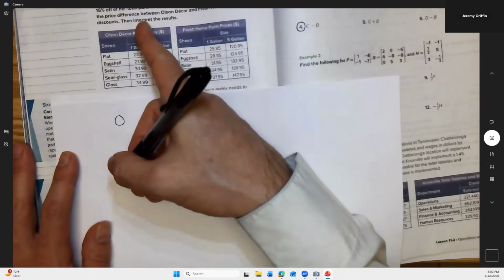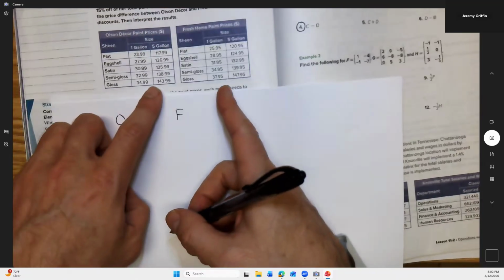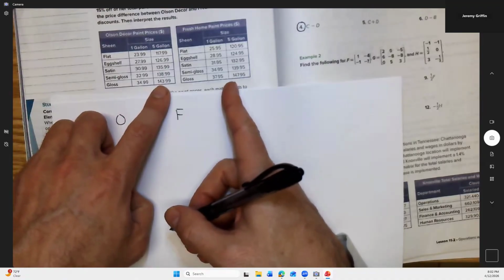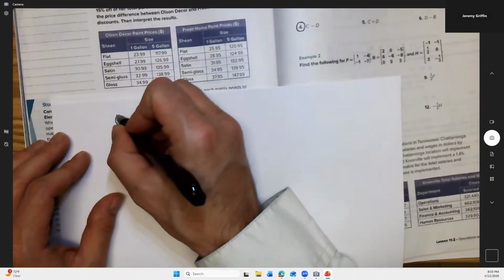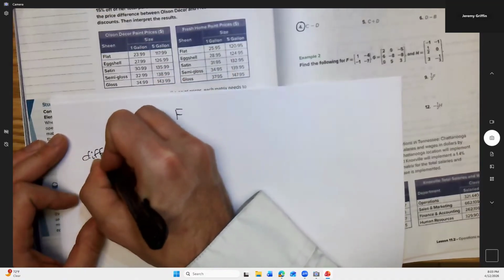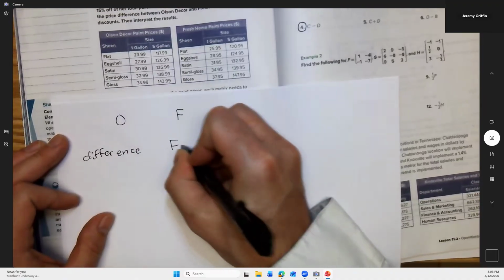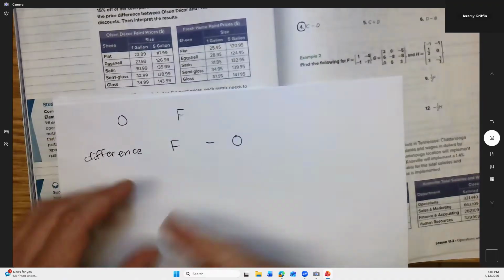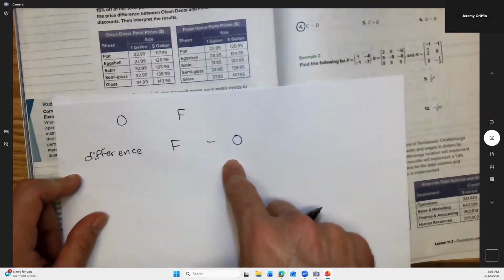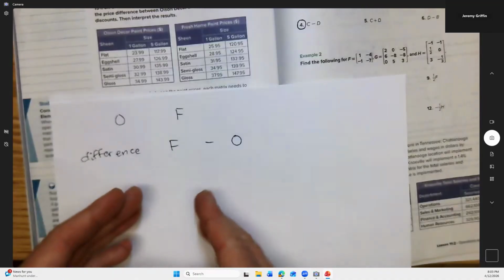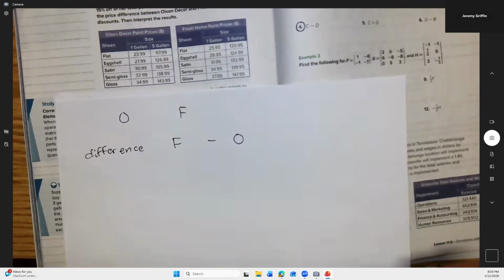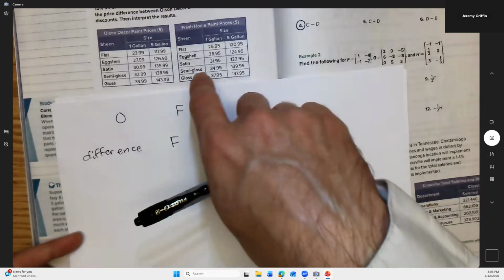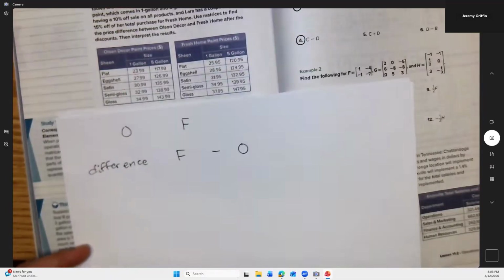They said use matrices to find the price difference. Just at a glance, does one of these look more expensive than the other? Generally Fresh Home is more expensive than Olson Decor. So I'll say the difference equals Fresh Home minus Olson Decor. I might end up with a couple of negative numbers, but mostly it'll be positive this way. Interpreting the results, this says how much more expensive Fresh Home is than Olson Decor. Notice they haven't asked us to do anything yet with these discount prices, but I think that'll be later.